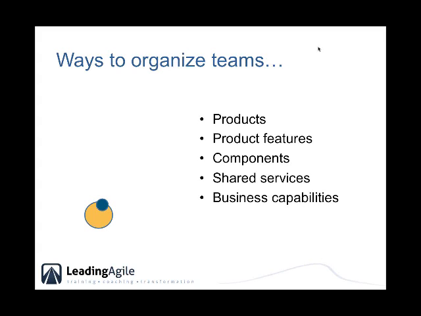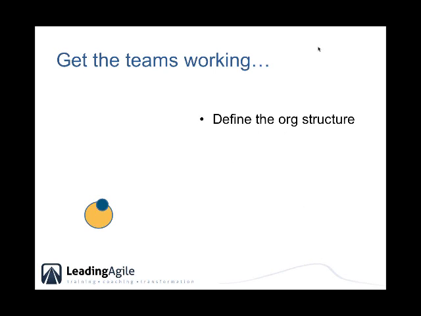And then also another area is this idea of business capabilities. So there might be some object within the business that we want to consider organizing a team around that's supported by technology. Okay, so products, features, components, shared services, and business capabilities.